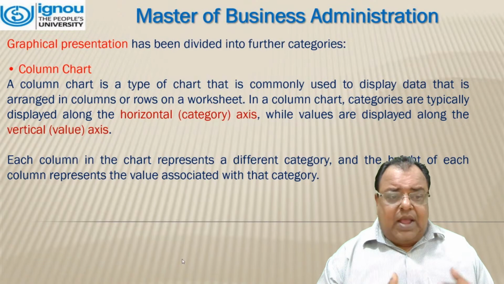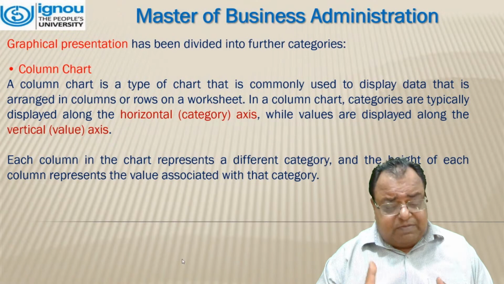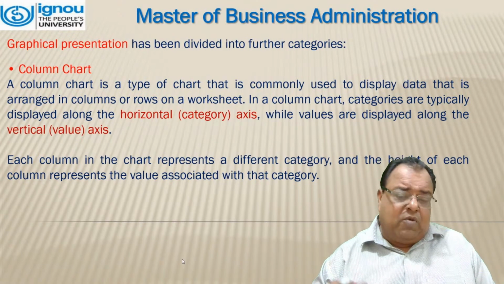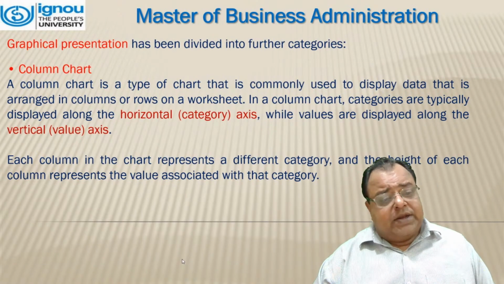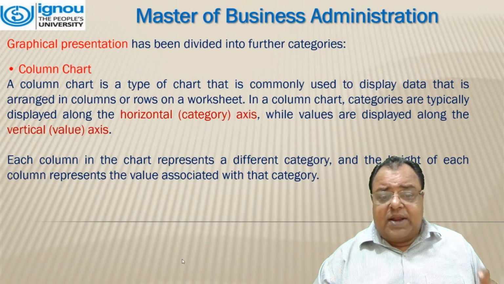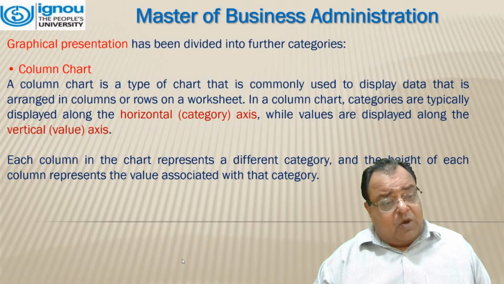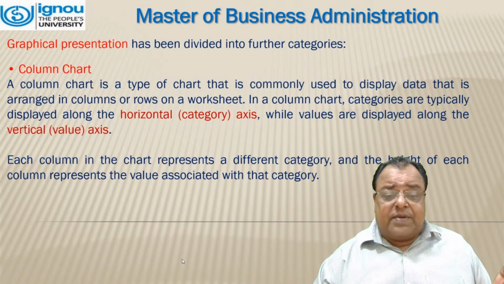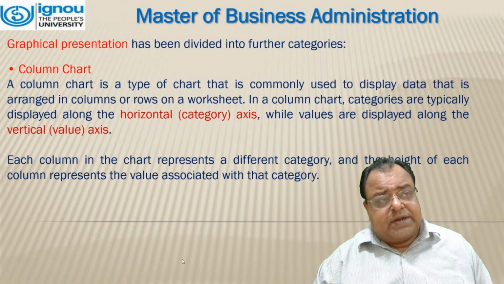Column chart. A column chart is a type of chart that is commonly used to display data that is arranged in columns or rows on a worksheet. In a column chart, categories are typically displayed along the horizontal, that is the category axis, while the values are displayed along the vertical value axis. Each column in the chart represents a different category, and the height of each column represents the value associated with that category.